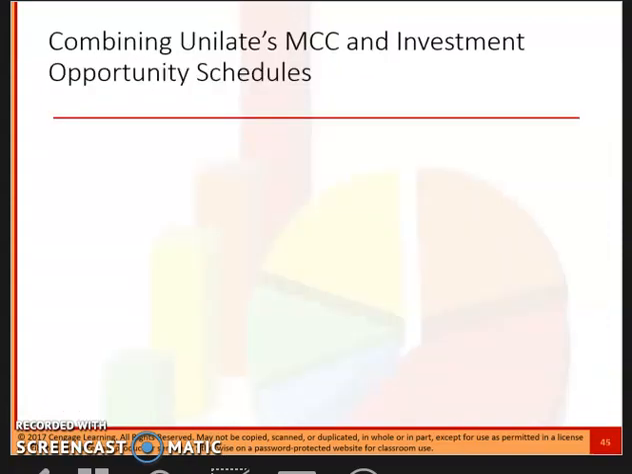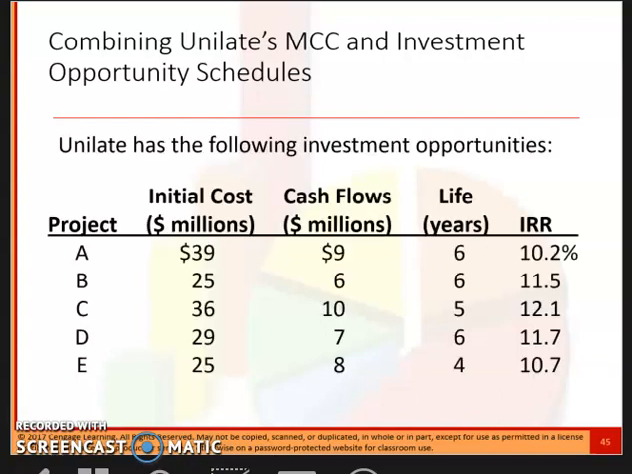So we look at Unilate, and we have the following investment opportunity schedule. There are 5 projects, A, B, C, D, and E. They have different amounts, anywhere from 25 to 39 million. They generate various cash flows, different lives, and so forth. But they have the following internal rates of return: 10.2%, 11.5%, 12.1%, 11.7%, and 10.7%.